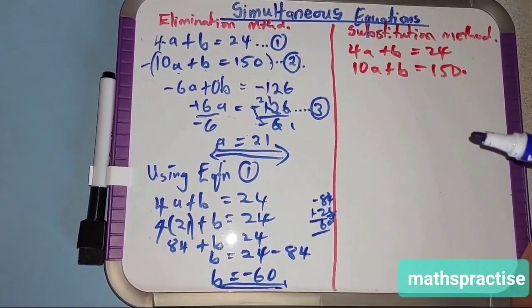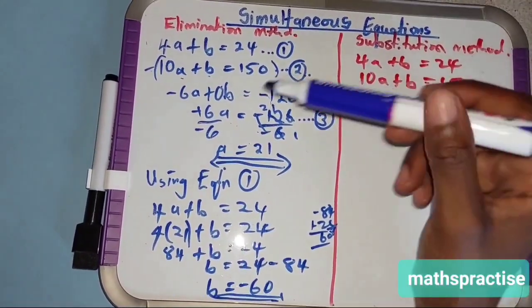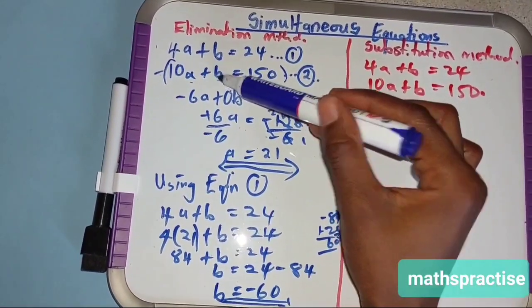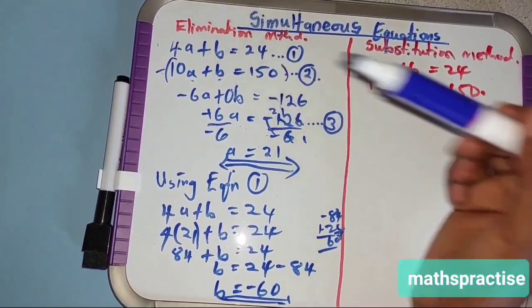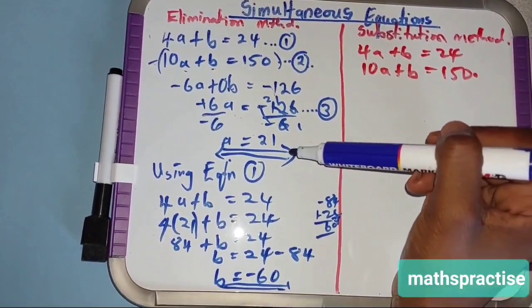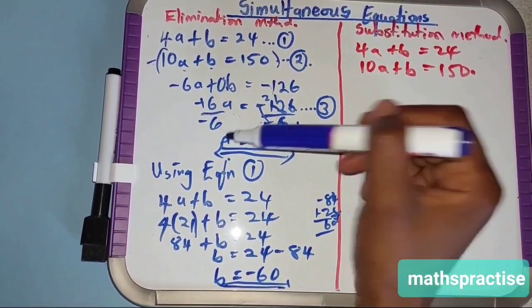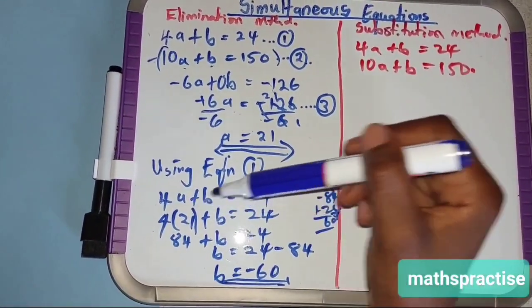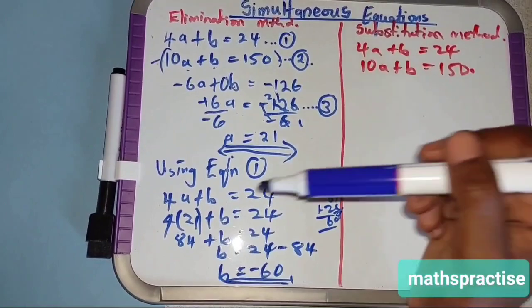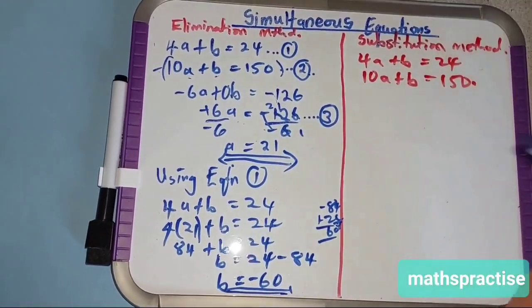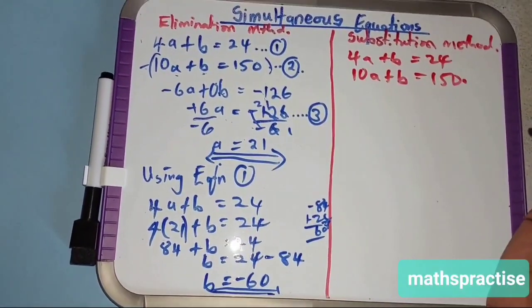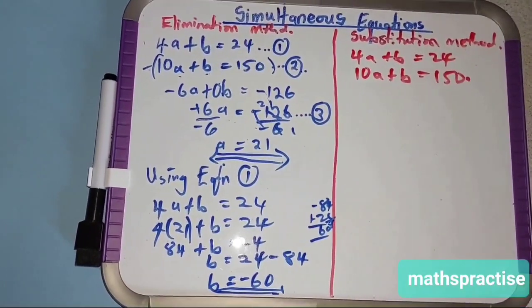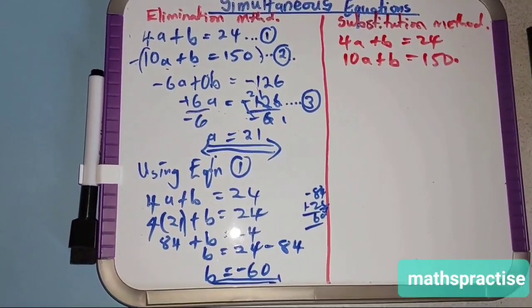So that's the elimination method, where you eliminate one of the unknowns initially, so that you'll be able to find the value of the other unknown, and then we substitute it into any of the equations to find the remaining unknown. Right, that's it with elimination.